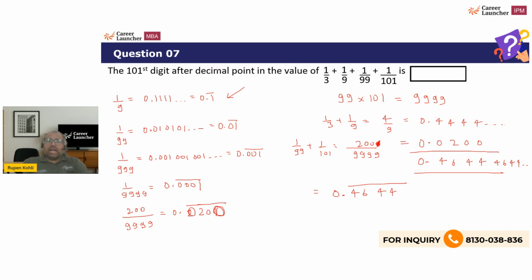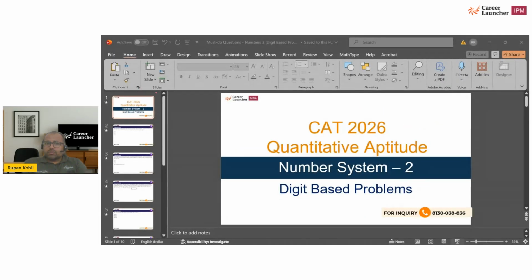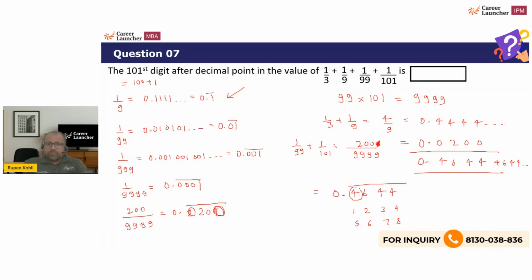Now, therefore, the 101st digit. First digit is 4, second is 6, third is 4, fourth is also 4, fifth is 4, sixth is 6, seventh is 4, eighth is 4, which means 1, 5, 9, and so on. A multiple of 4 plus 1, that place value will always be 4. Second, sixth, 10th, a multiple of 4 plus 2, they will always be 6. Multiple of 4 plus 3, that is 3, 7, 11, and so on, they will be 4. A multiple of 4, they will also be 4. This 101 is a multiple of 4 plus 1. It's 100 plus 1. So it should be the first digit over here, which is 4.